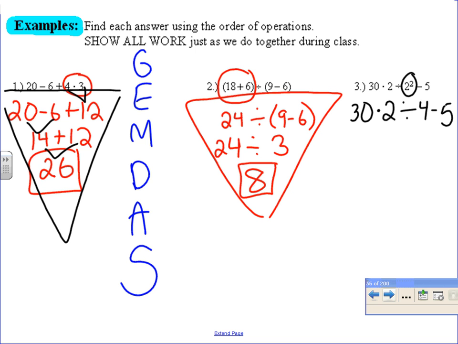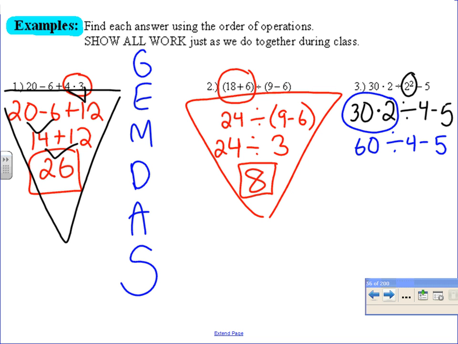Okay, Emma M., what's the next thing we need to do in number 3? Good, multiply. Multiply, divide from left to right. So I'm going to circle this. You can use the V if that's what you prefer. 30 times 2 is 60. So multiply, rewrite, divided by 4 minus 5.